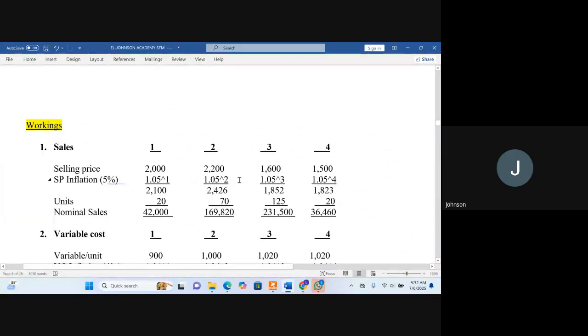Year two, we do the same. We take our unit demand for year two, multiply it, and we get this. Year three, we do the same. We take our unit demanded for year three and multiply it by our inflated selling price to get our inflated sales. Then year four, we also take our inflated selling price and multiply it by the unit demanded to get our inflated sales. So now you can take all these figures to the top as sales.